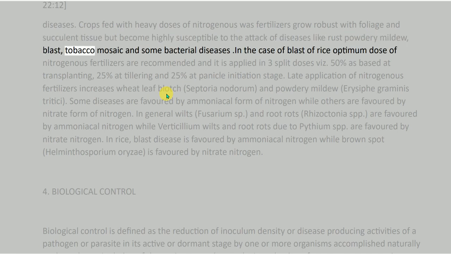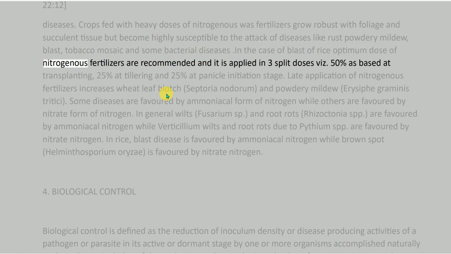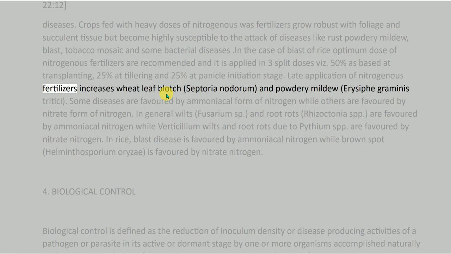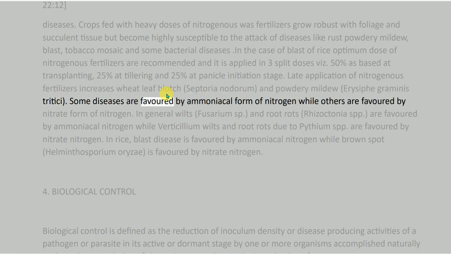In the case of blast of rice, optimum doses of nitrogenous fertilizers are recommended and applied in 3 split doses, with 50% as basal at transplanting, 25% at tillering and 25% at panicle initiation stage. Late application of nitrogenous fertilizers increases wheat leaf blotch, Septoria nodorum, and powdery mildew, Erysiphe graminis tritici. Some diseases are favored by the ammoniacal form of nitrogen while others are favored by the nitrate form of nitrogen.